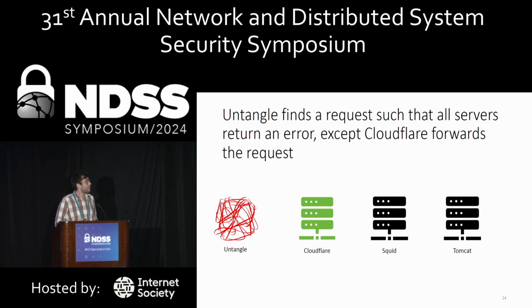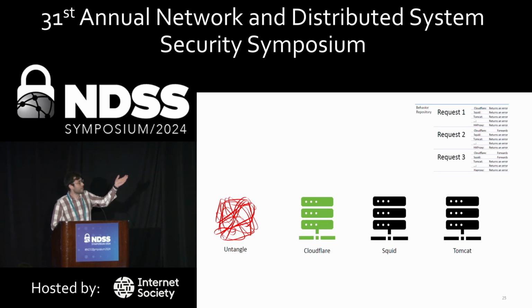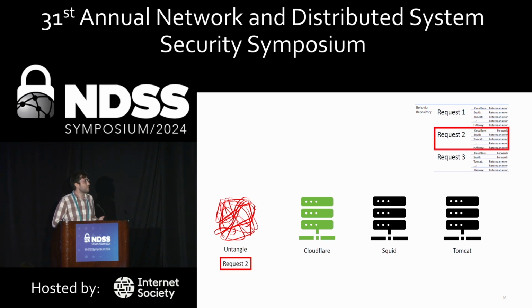OK, so what is the next step? Using the same logic, we go for a request that returns an error for all servers, except this time we want Cloudflare to forward it, because we already detected that layer. We again look at our behavior repository, and we see that request 2 is suitable, so we pick it and send it. This time, Squid returns an error. We again get the error response, vet it, do a similarity match, and find out it's the Squid server.